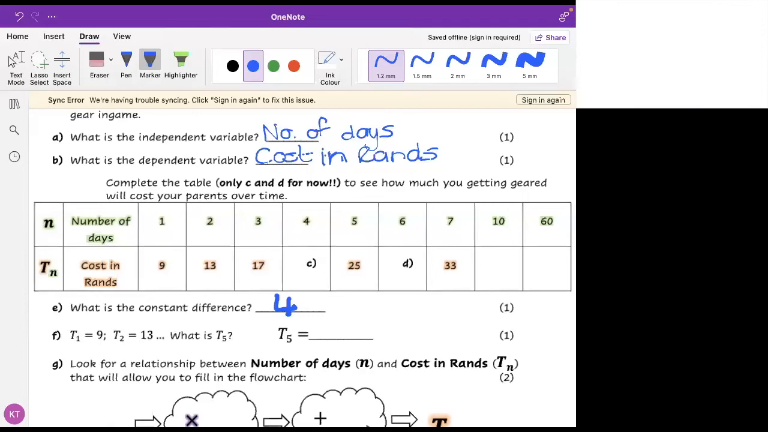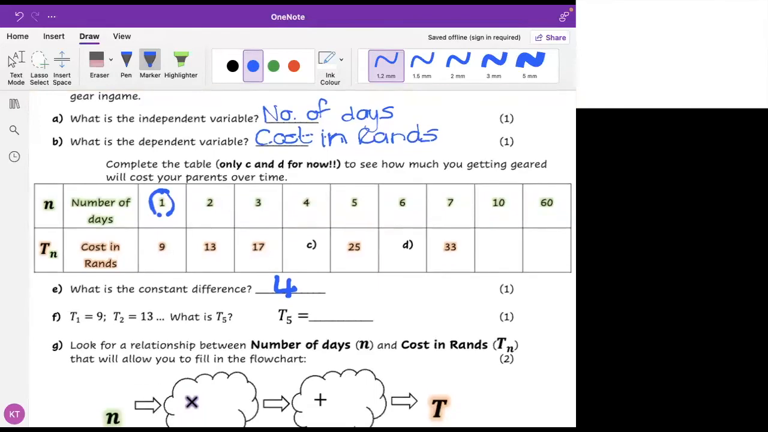So now they're saying to us, if T1, so they're getting a bit fancy now. So here's number one. If T1 is equal to 9 and T2 is equal to 13, what is T5 equal to? In other words, term 5, the fifth term that's there. What is T5 equal to? Tell us in the chat. What is T5 equal to, everybody?